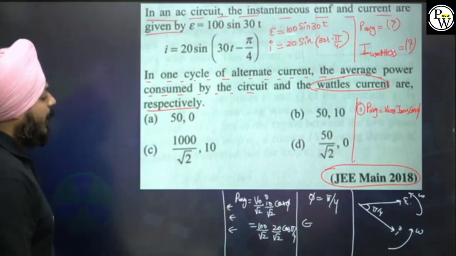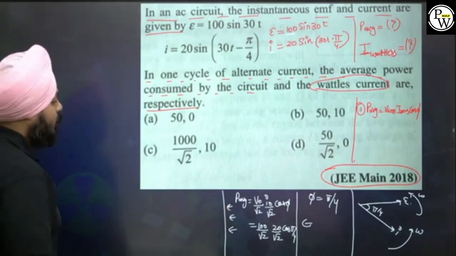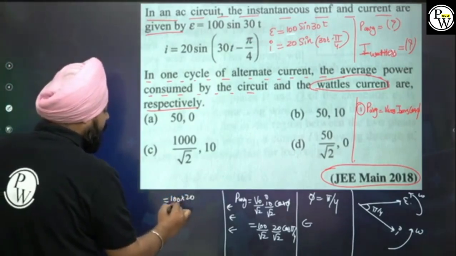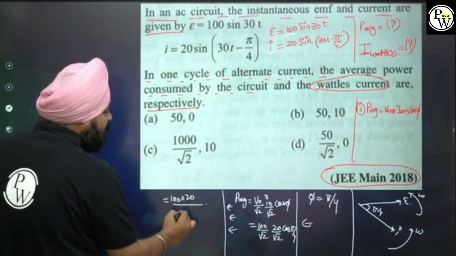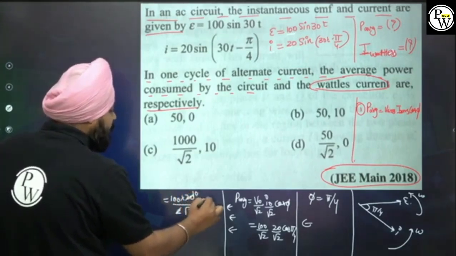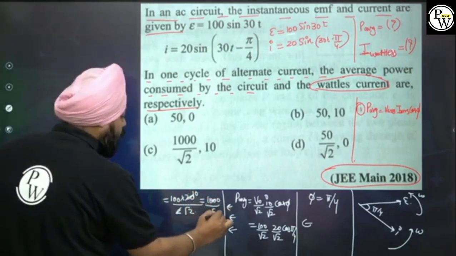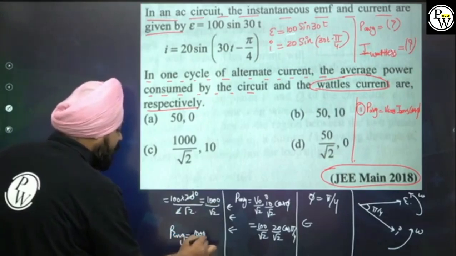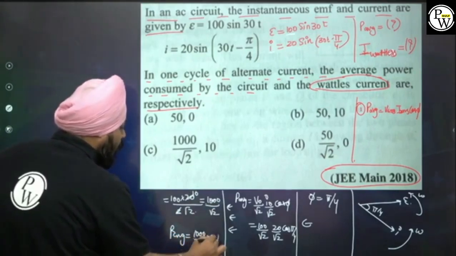So here it is going to be 100 into 20 by root 2, whole divided by... cos pi by 4 is 1 by root 2. So this is equivalent to 1000 by root 2. The average power consumed will be equivalent to 1000 by root 2 watt.